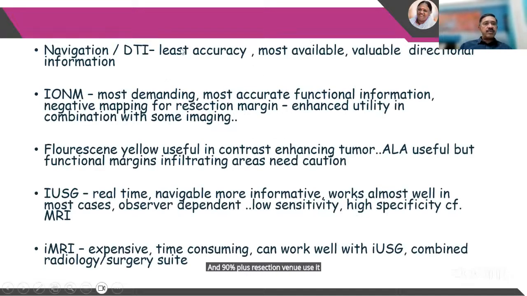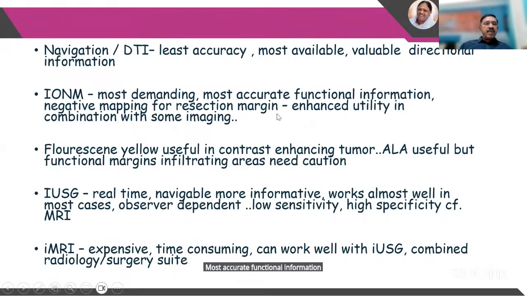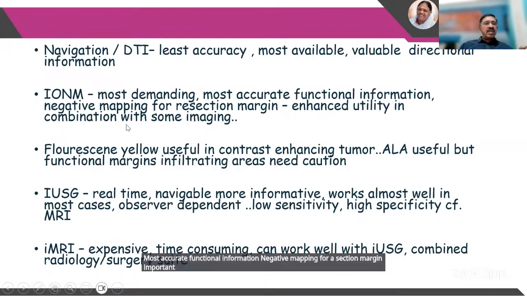So in conclusion, I would say navigation, DTI, least accuracy, but mostly available everywhere, and it gives very valuable directional information. Intraop neuromonitoring is very demanding, gives the most accurate functional information, negative mapping for resection margin is important, and it has enhanced utility in combination with some imaging. So it will be more useful. Fluorescence, we find it useful in contrast enhancing tumor. ALA is useful, but functional margin with infiltrating areas needs a caution.